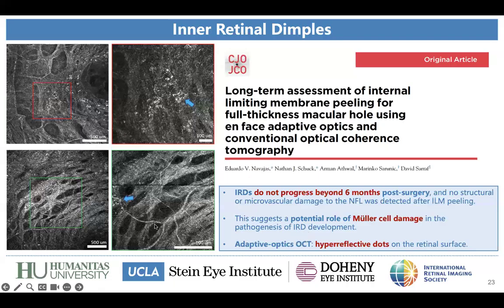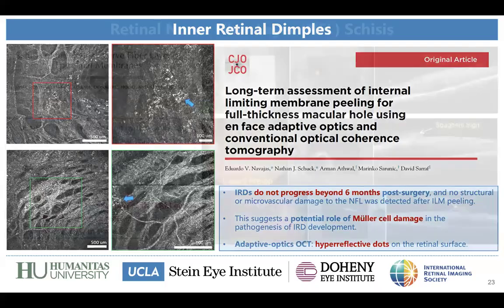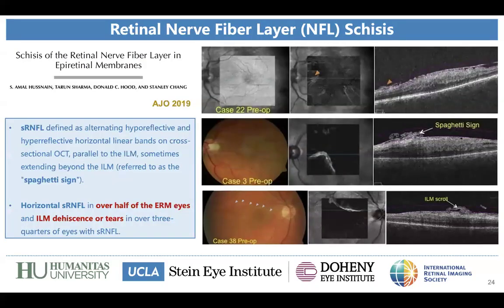And thanks to ANFAS's adaptive OCT, we can again visualize these hyperreflective dots similar to the white dot fovea, possibly indicating Mueller cell activation. Moving to another important biomarker visualized with OCT, this is the presence of nerve fiber layer schisis. This is relatively frequent in the context of epiretinal membrane, and is usually associated with ILM dehiscence or tears.